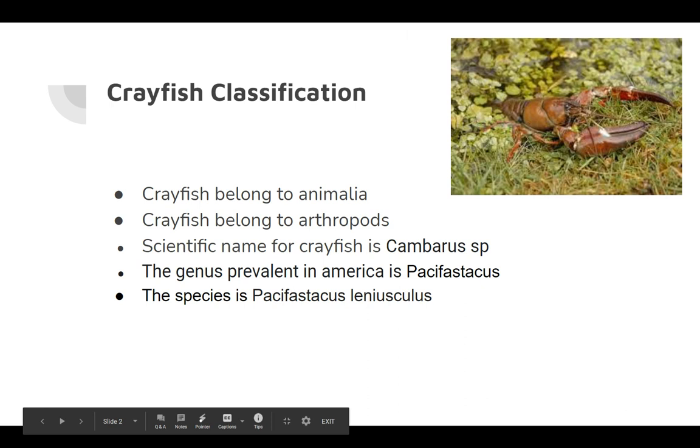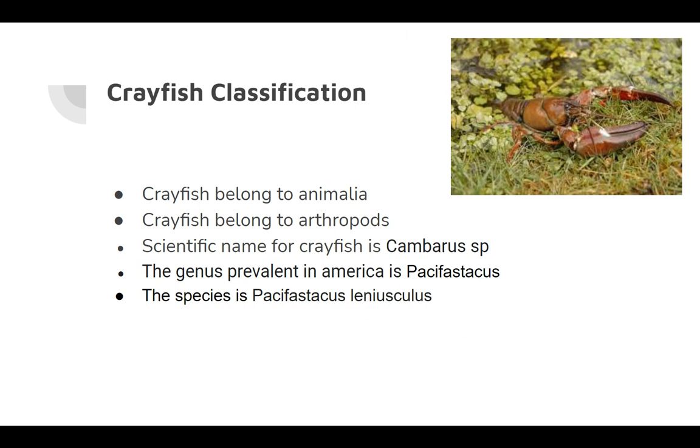All right. Crayfish classification. So they're part of the Animalia. They belong to arthropods because they're invertebrates and they have an exoskeleton. The scientific name for crayfish is Cambarus sp. There's a lot of different genera. I think I counted between 8 and 12, but the one in America is Pacifastacus. And the species that we did was Pacifastacus leniusculus.